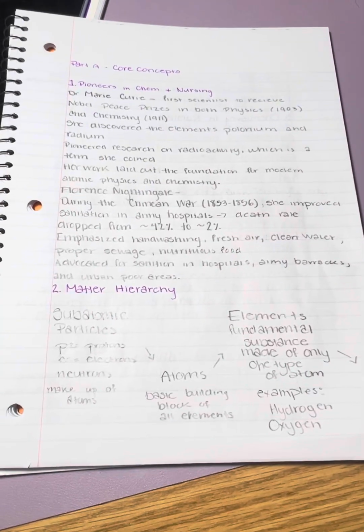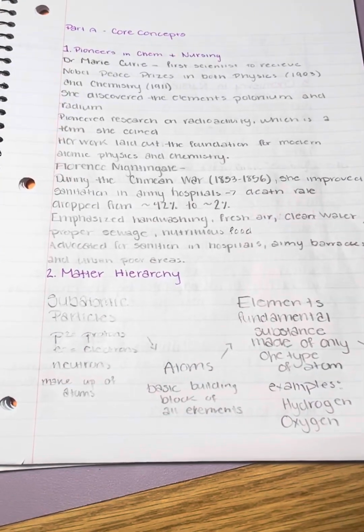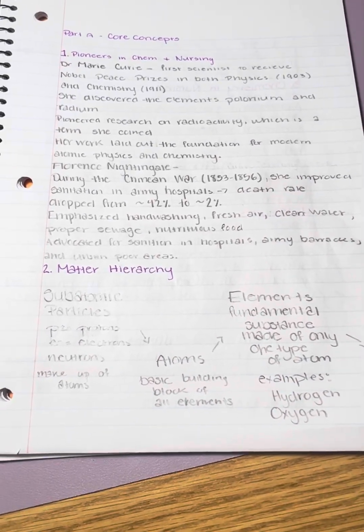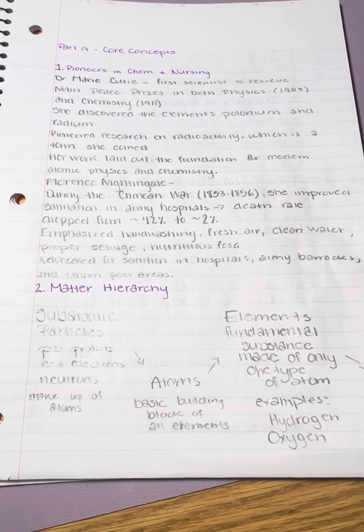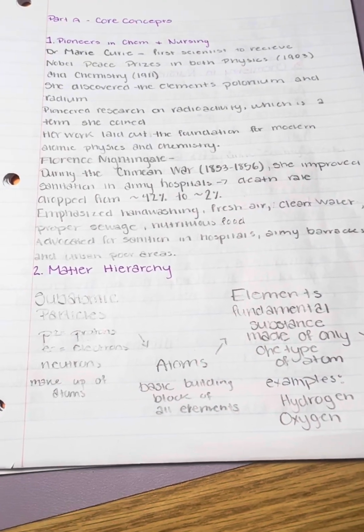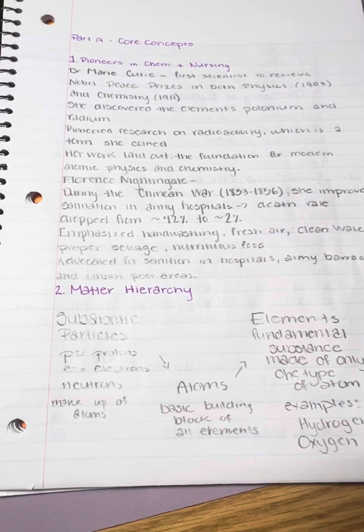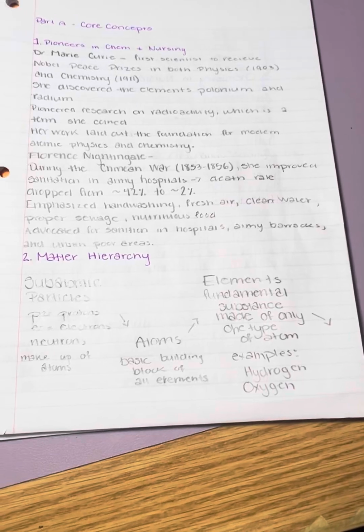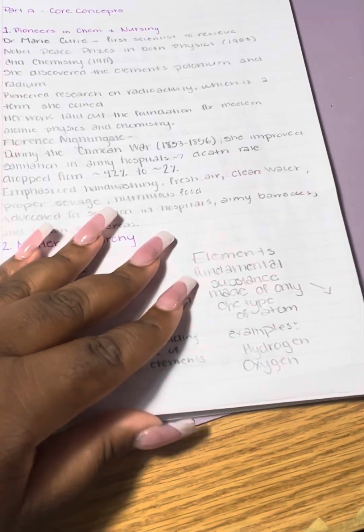The next topic is the matter hierarchy. We start at subatomic particles, which consist of protons, which have a positive charge, electrons, which have a negative charge, and neutrons, which have a neutral charge. These make up atoms, which are the basic building blocks of all elements. Atoms make up elements, fundamental substances made of only one type of atom. Examples of elements are hydrogen and oxygen.